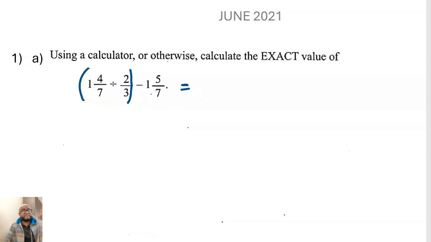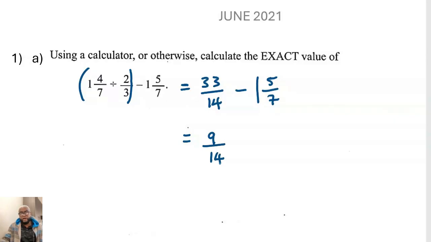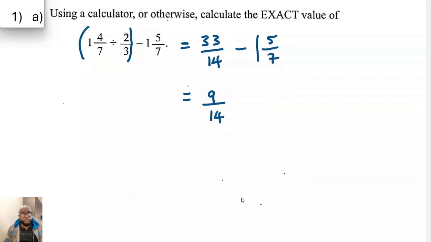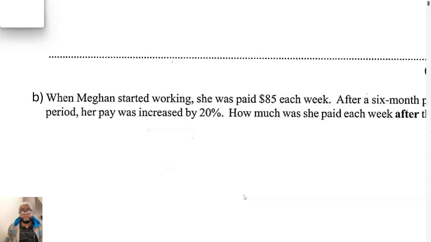So on your calculator, I want you to put in 1 and 4 over 7 divided by 2/3 and tell me what you get. All right, so 33 over 14 minus 1 and 5 over 7. Tell me what you're getting there. 9 over 14. Somebody second this. Second, third, and fourth. Yeah, I got it. Make sure you have your working like this. Right? Let's go. Next question.